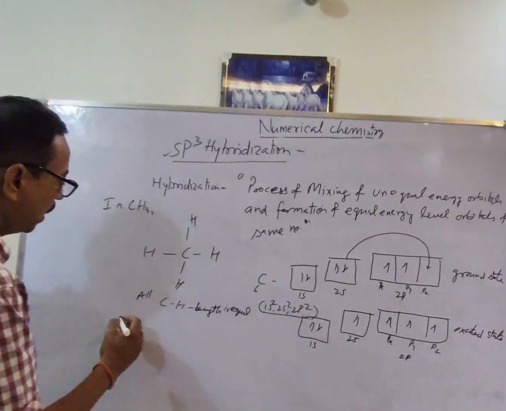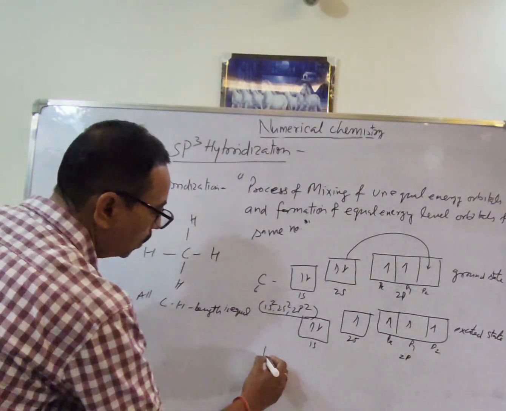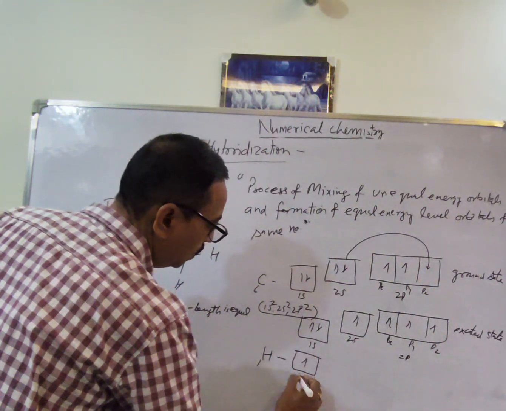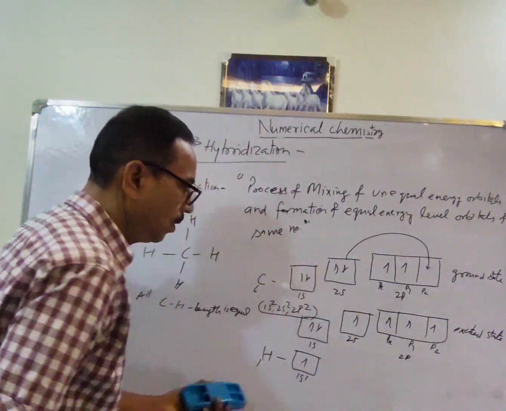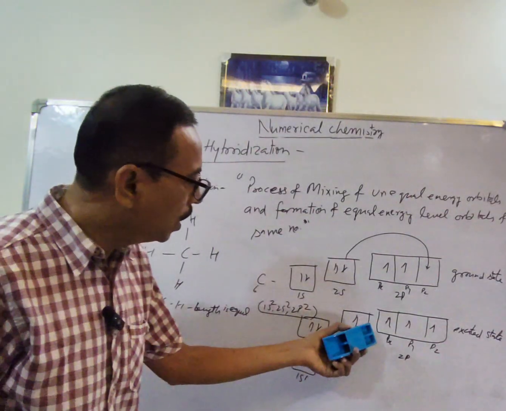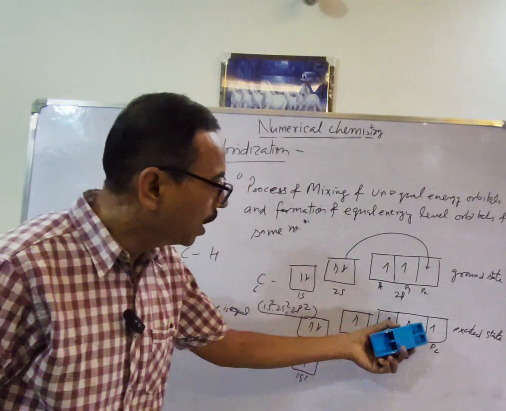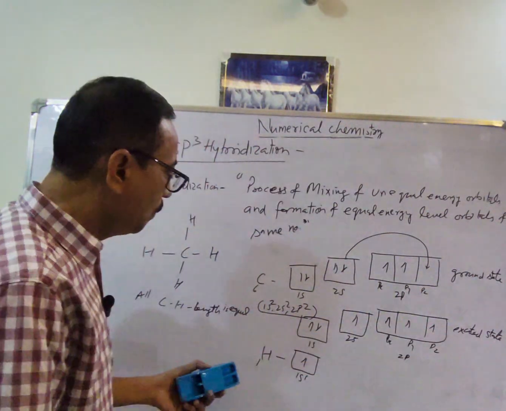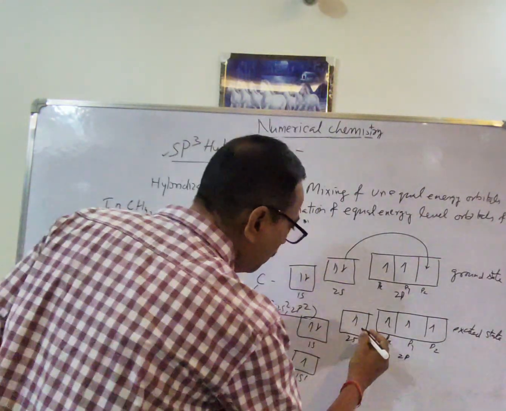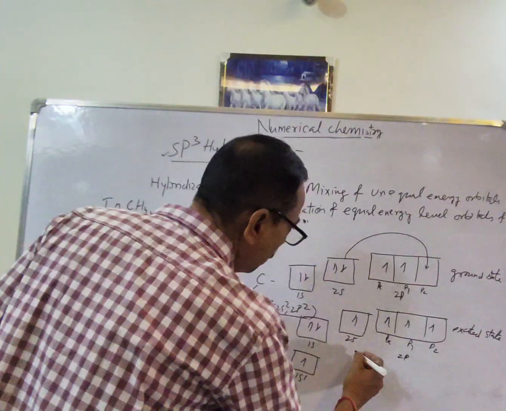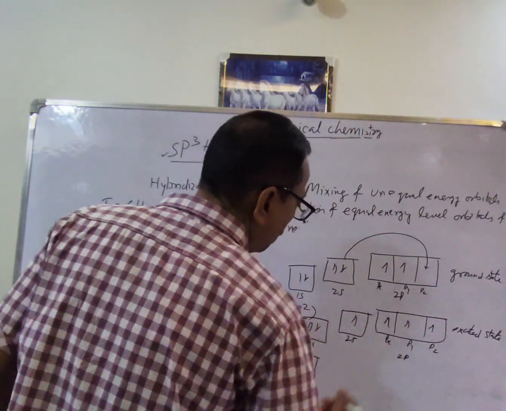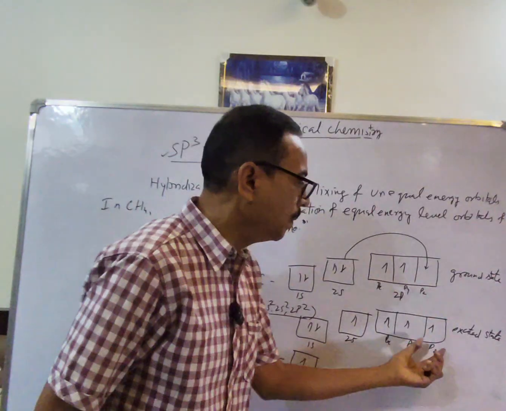And if you see hydrogen, it is 1s1, only 1 electron. So this single electron makes a bond here. So 4 hydrogen bonds. So in CH4, what happened? These hydrogens form bonds with 2s, px, py, pz.